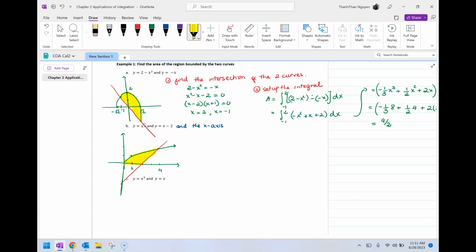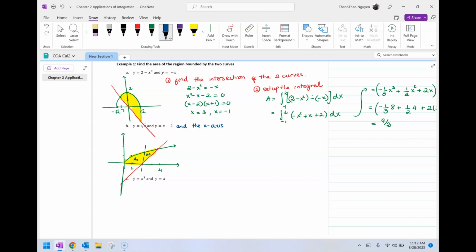Note that the two curves split that region into two different halves. So we have the first half bounded by the curve y equals square root of x and the x-axis. The second half is bounded by the curve square root of x and the line y equals x minus 2. So we have two areas here, area 1 and area 2.